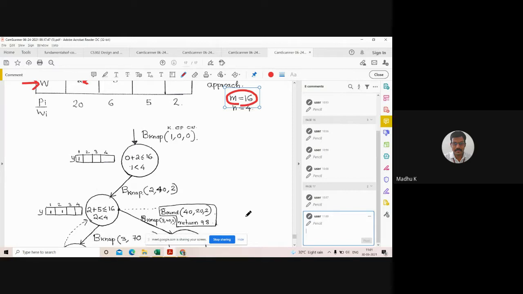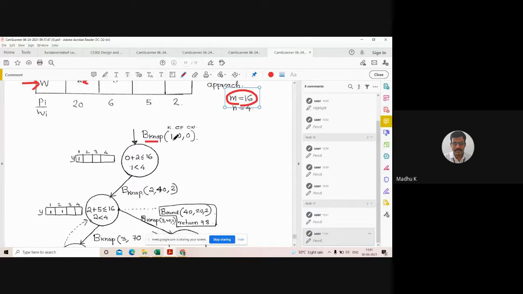Initially we will call the knapsack with the values 1, 0, 0. What is 1? We will take object 1. The current profit is 0 and the current weight is 0. We will start with object 1. That is, this knapsack algorithm is called with these values.